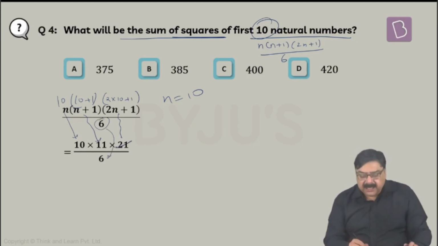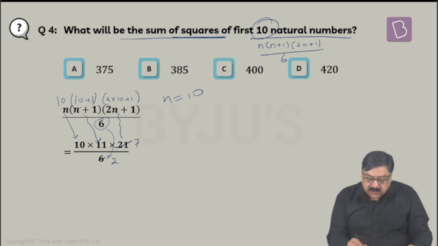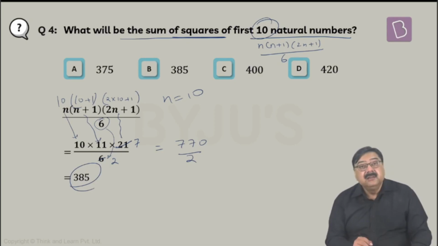So you cancel the numerators and denominators. So 3 sevens are 21 and 3 twos are 6. This goes. So it basically becomes 770 by 2, which we know is nothing but 385. And 385 is given in choice B, which becomes the answer here.